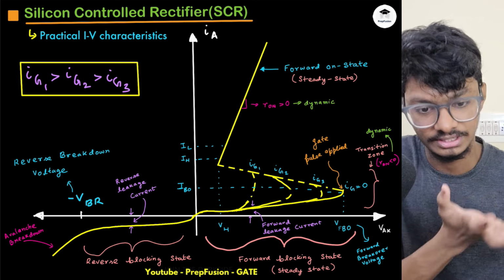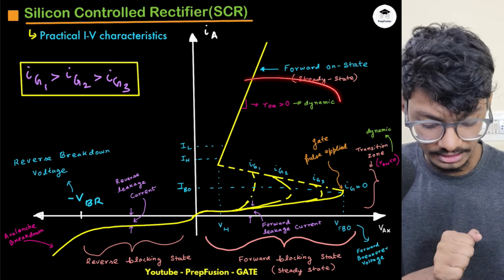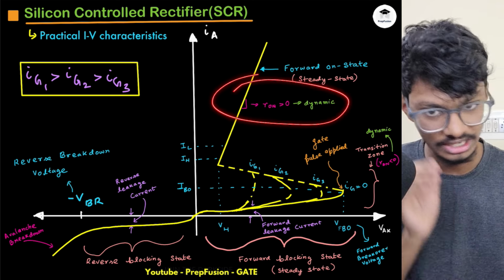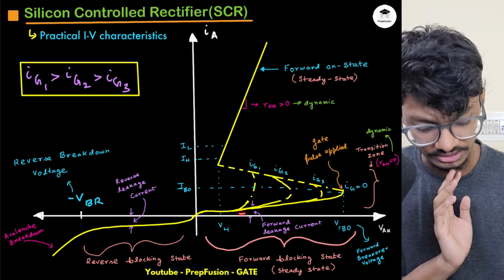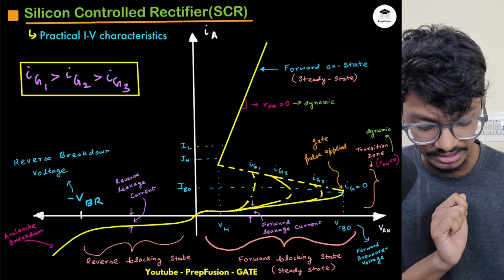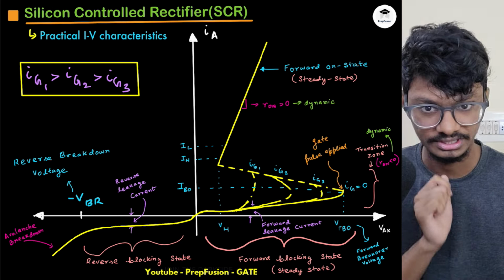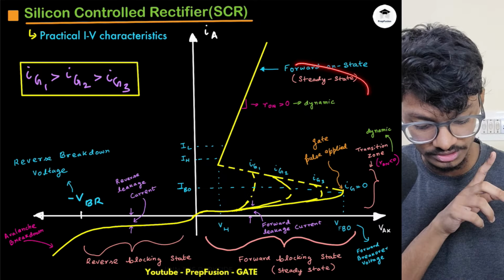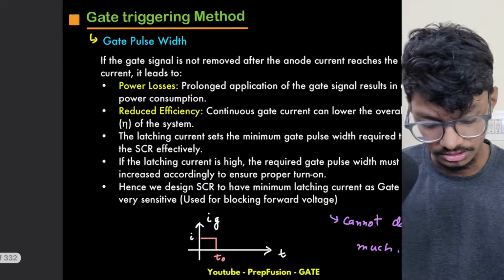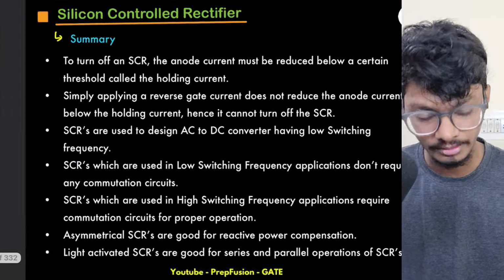This you have studied in analog electronics. So here it is stable because R is positive over here. Again, here R is also positive. R dynamic is positive here as well. You can see the slope is positive. But here the slope is negative, right? That's why this region is unstable. One of the regions is unstable and two regions are stable or steady state. So that is the forward conduction mode and forward blocking mode.